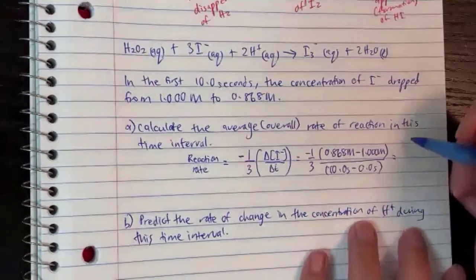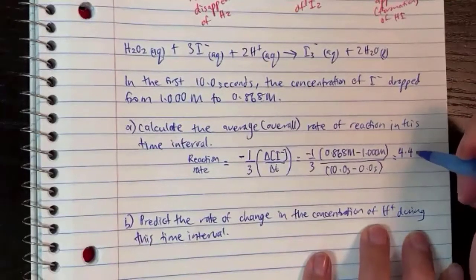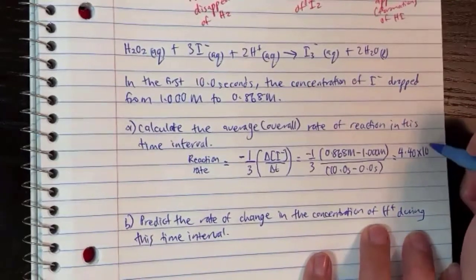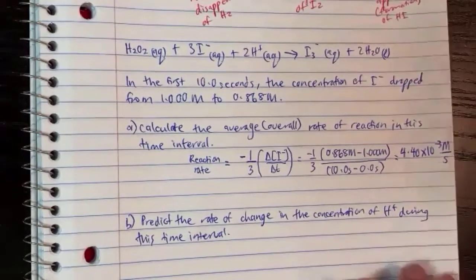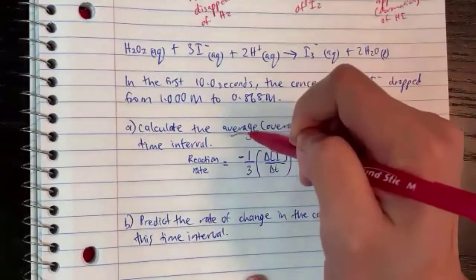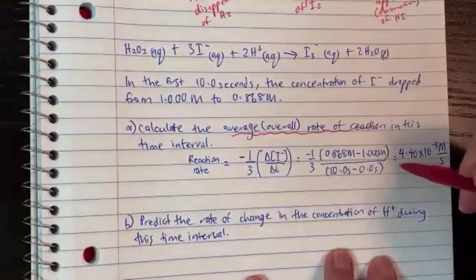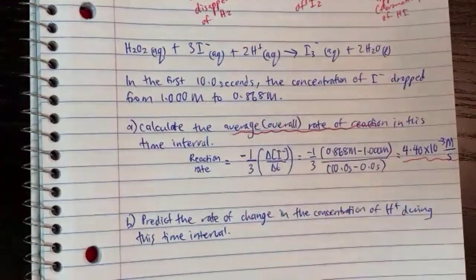So hopefully everyone gets about 4.4 times 10 to the minus 3 and units of molarity per second. So that's the overall rate, the big picture rate, right? That's the answer for that.